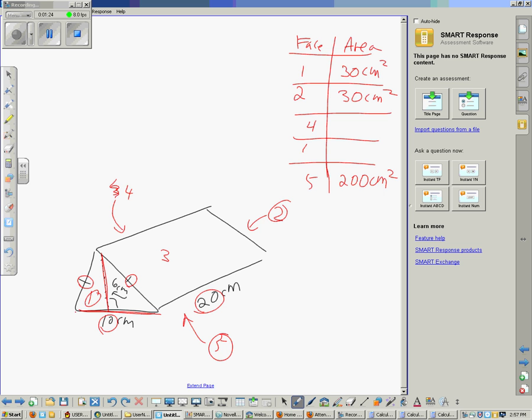Now, here's where it gets tricky. 3 and 4 are going to be a little bit tricky because if we look at this triangle here, there's our triangle. There's our height, which is 6 centimeters, and our base is 10. We don't have this measurement here, which is going to be the width of our rectangle number 3, that tent, if you will, of the prism. So that's a rectangle. We know that the length of that rectangle is 20, but we don't know its width.